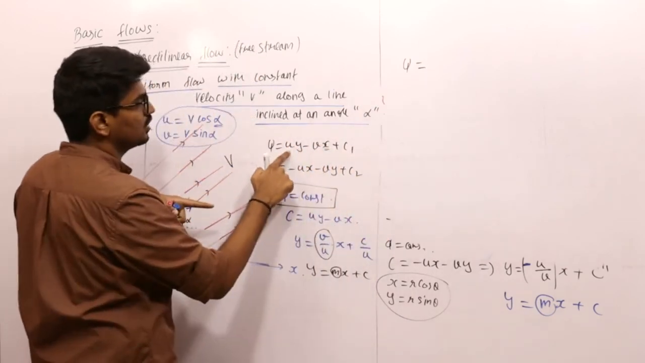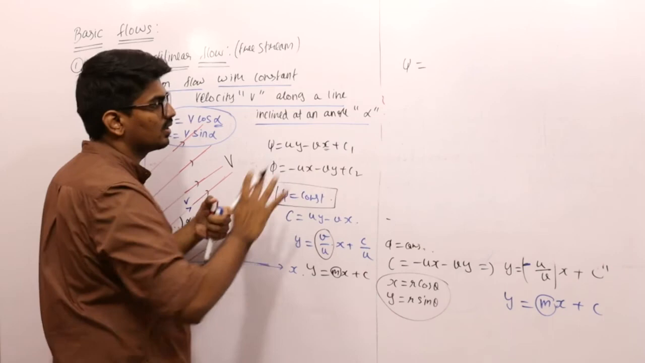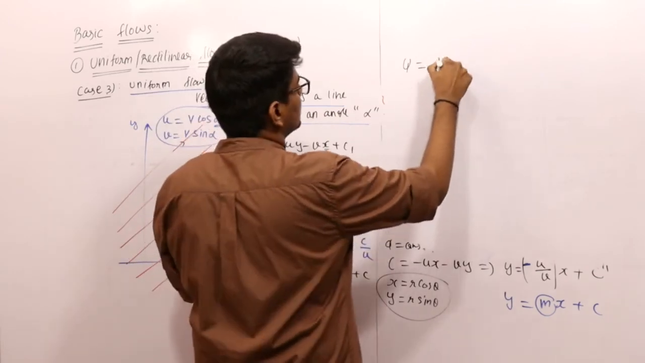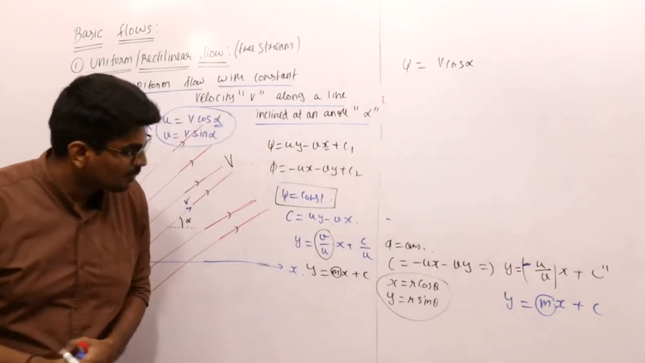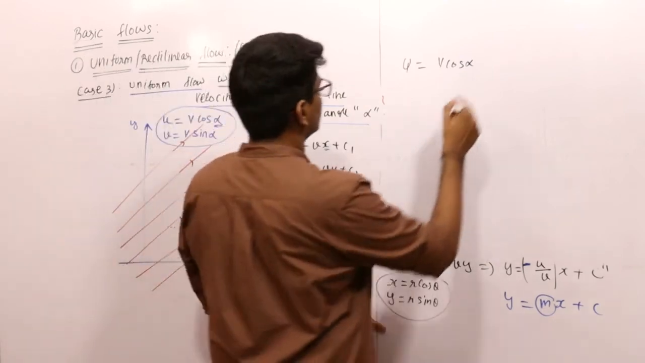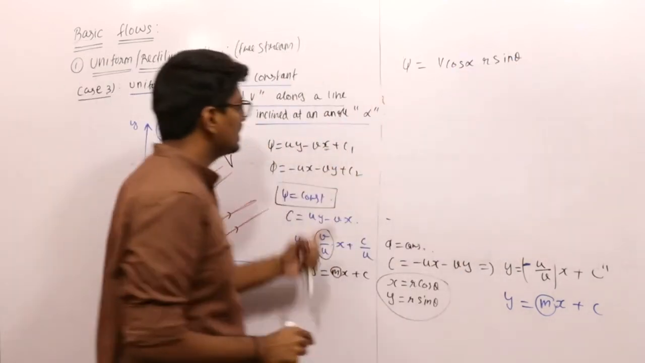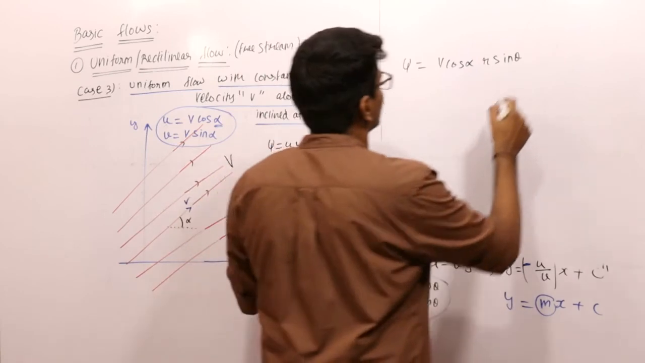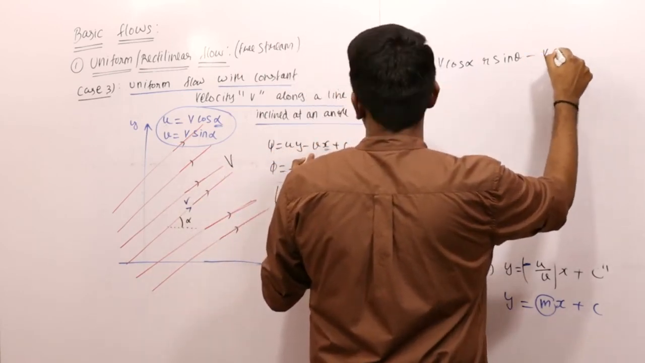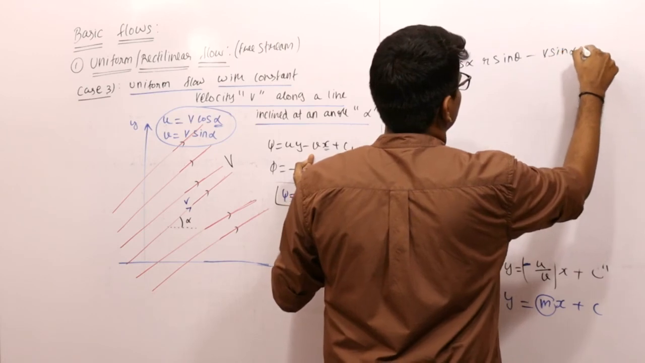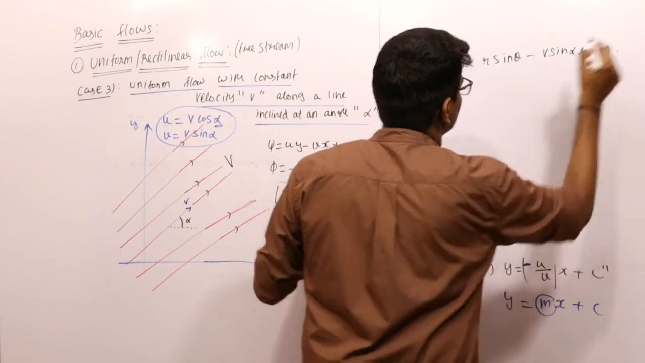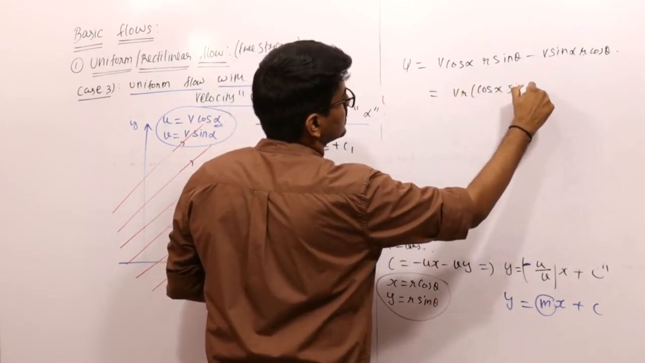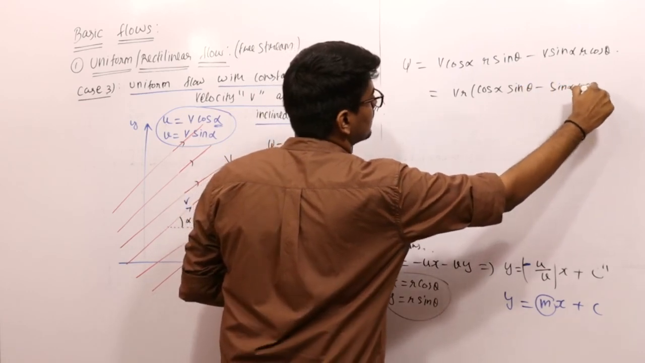Let me just remove the constant c1. I'm not going to worry about the constant c1 and c2. So instead of u, I can substitute v cos alpha, and instead of y, I can substitute r sin theta. And similarly, instead of v, I can substitute v sin alpha, and x I can substitute r cos theta. So minus v sin alpha r cos theta. So that's going to be equal to, I will take v and r commonly, so it becomes cos alpha sin theta minus sin alpha cos theta.